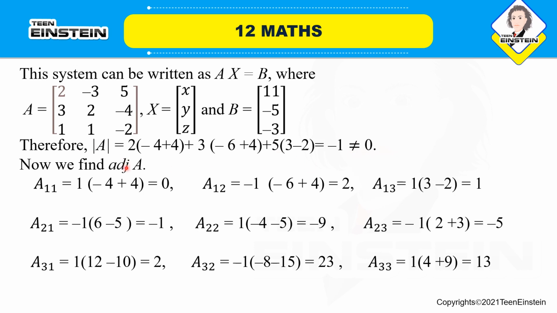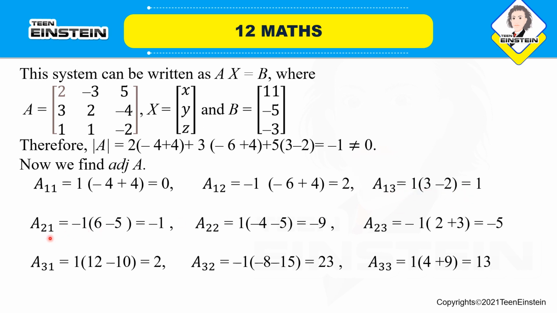So we are calculating adjoint A. For that we have to calculate all the cofactors. The cofactor of small a11 is capital A11. It is 1 into minus 4 plus 4, which is 0. The cofactor of small a12 is capital A12. For this position you have the negative sign. So minus 1 into minus 6 plus 4 is plus 2. The cofactor of small a13 is capital A13. It is 1 into 3 minus 2, which is 1.